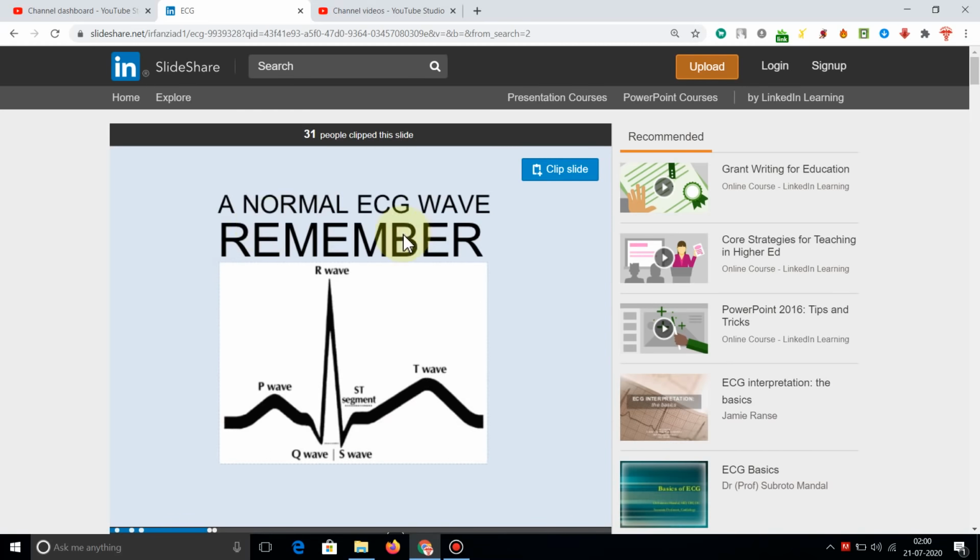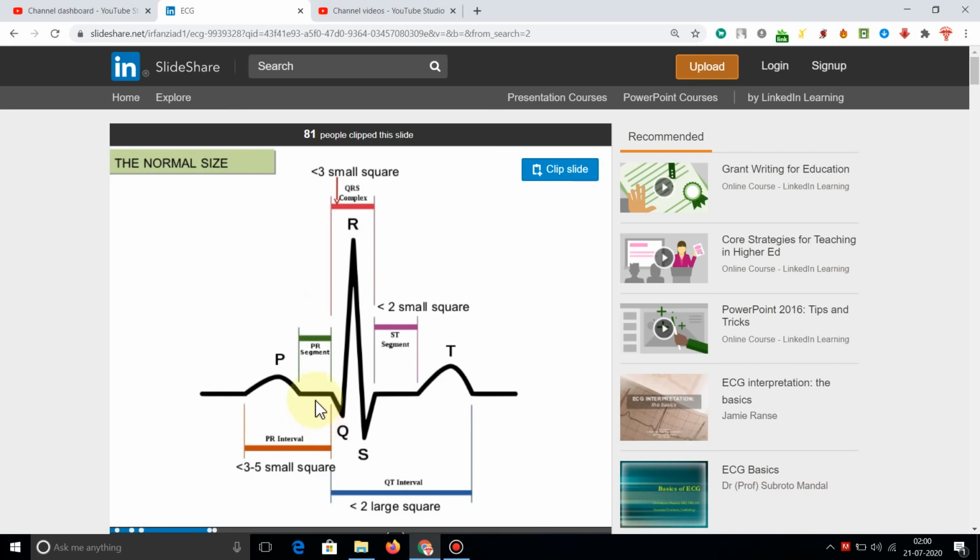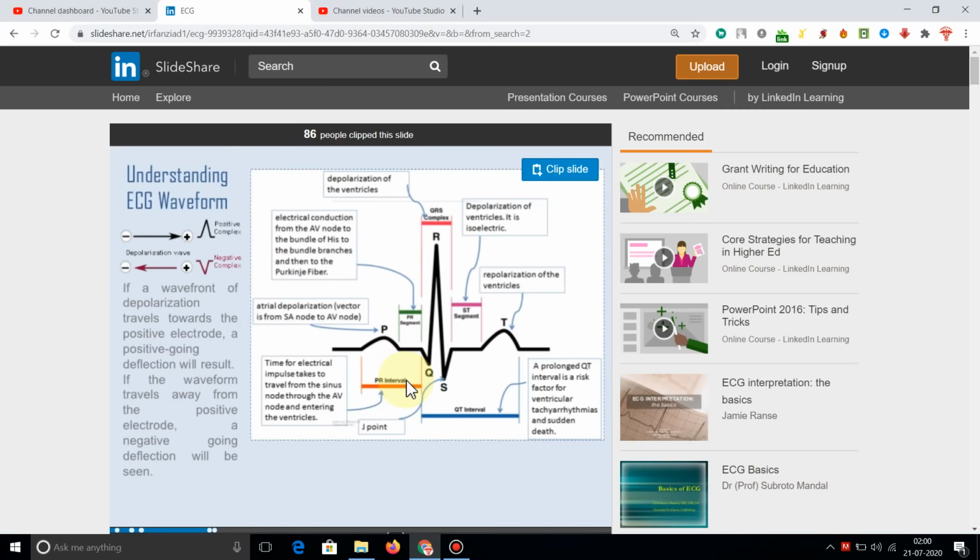A normal ECG wave to remember: P wave, QRS complex, ST segment, T wave. The normal PR interval is 3 to 5 small squares.